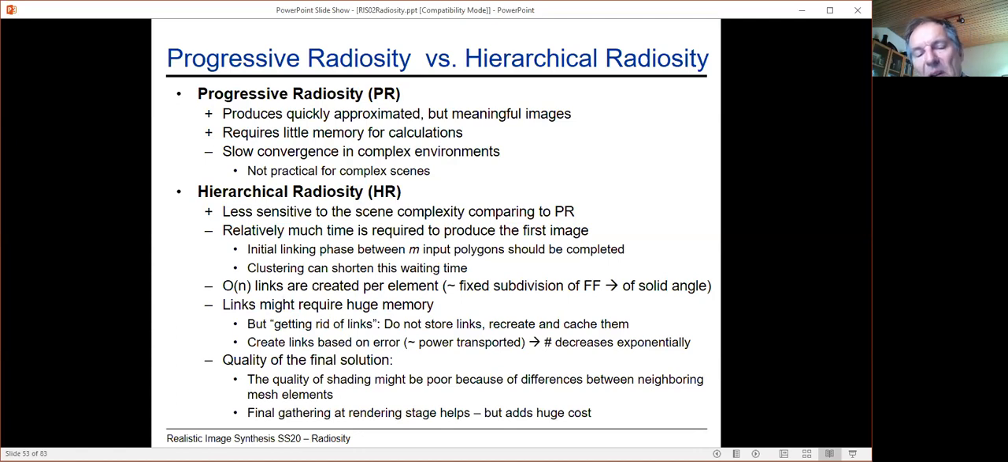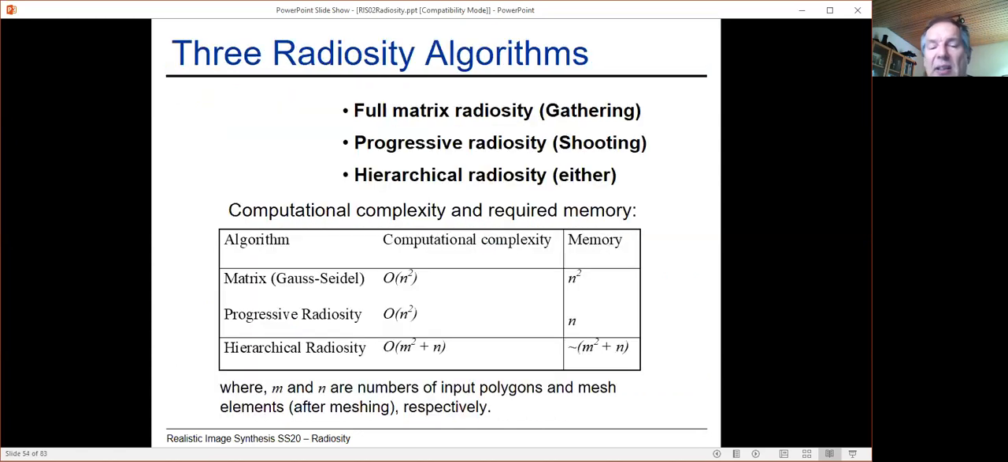Also, you may have problems with quality, yes, because you consider energy exchange with different mesh granularity. I mentioned that grading of meshing is very important, yes, so a gradual change of mesh size. And then this energy exchange at different levels may cause some shading artifacts. And then typically final gathering is used. I will come to this at the end to render a scene computed using this method.